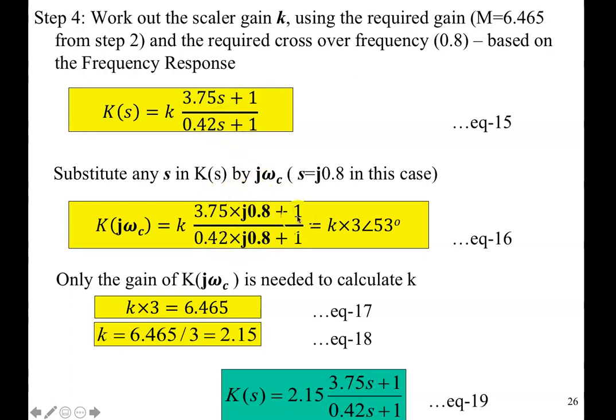And this becomes a complex number. Work out the magnitude, work out the phase angle. The phase angle should conform to my requirement, because we want 53 degrees out of the controller. And this is the transfer function of the controller. Then you equate the magnitude you have here, 3 times k, equals to the gain you needed from the controller. That's what you worked out in step number 2. And then, of course, from there, you can work out a k value. So stick k to the front. That will be a controller.